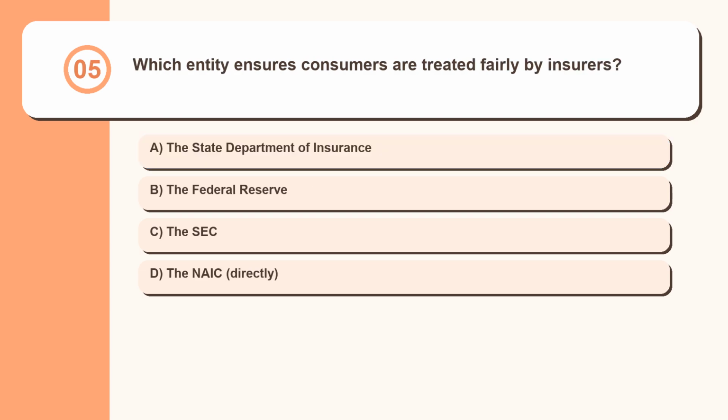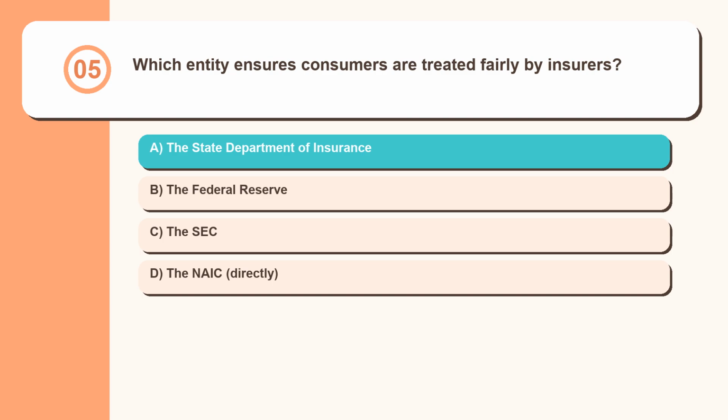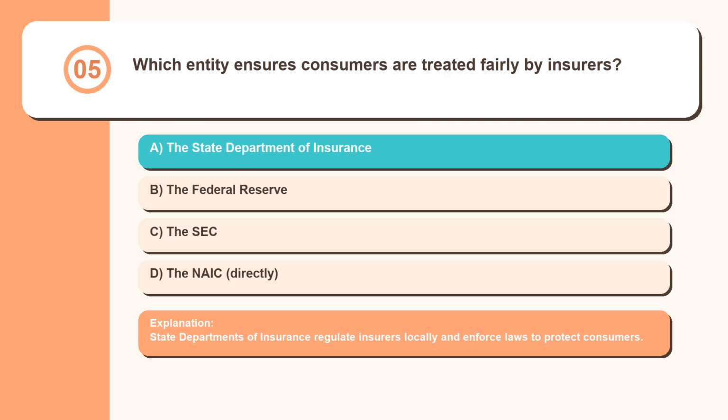Question 5. Which entity ensures consumers are treated fairly by insurers? The State Department of Insurance, the Federal Reserve, the SEC, the NAIC, directly. State departments of insurance regulate insurers locally and enforce laws to protect consumers.